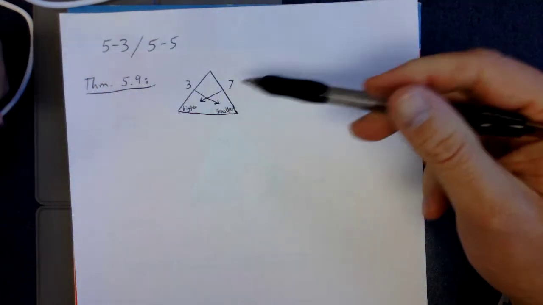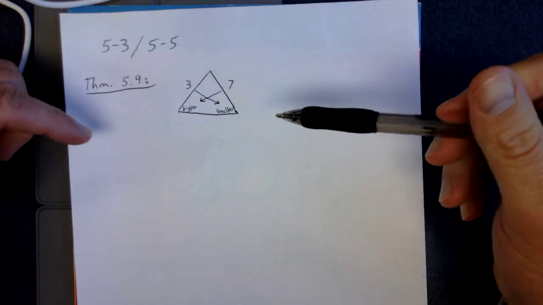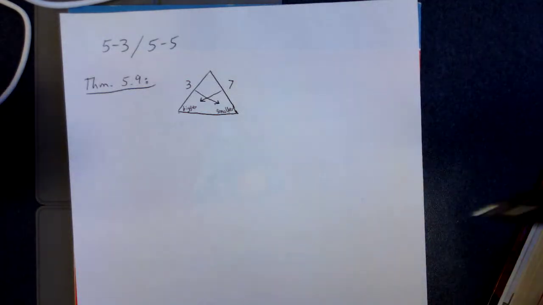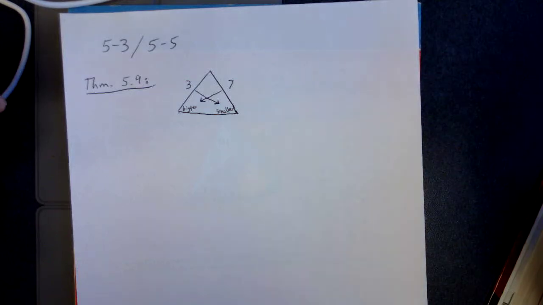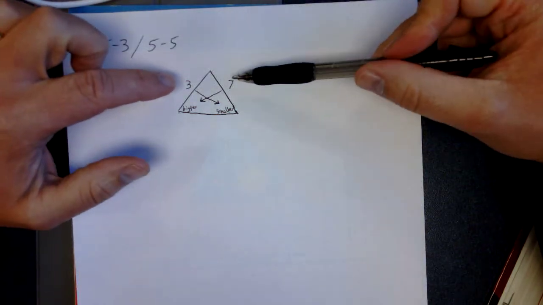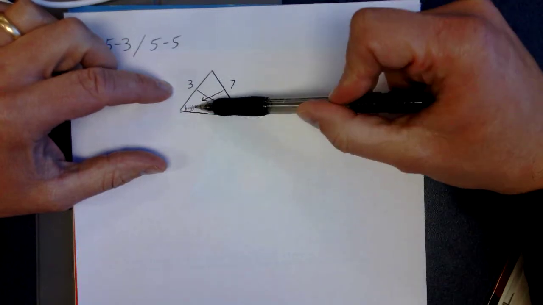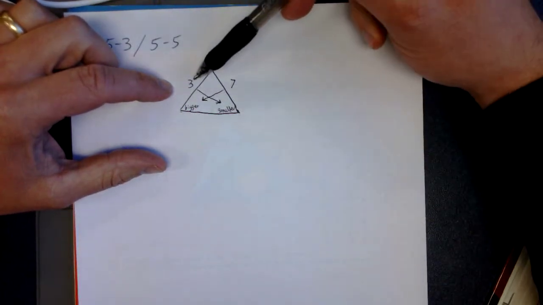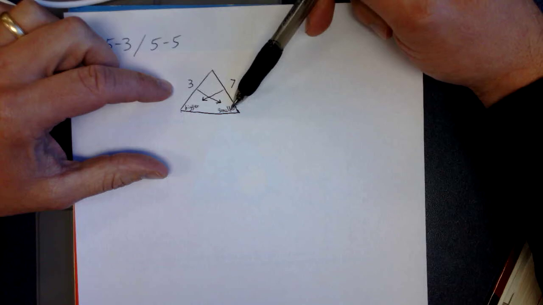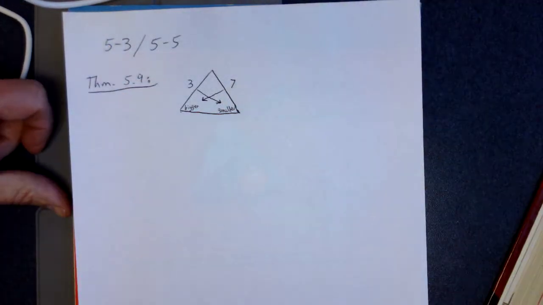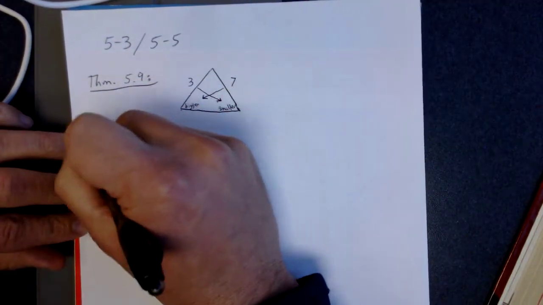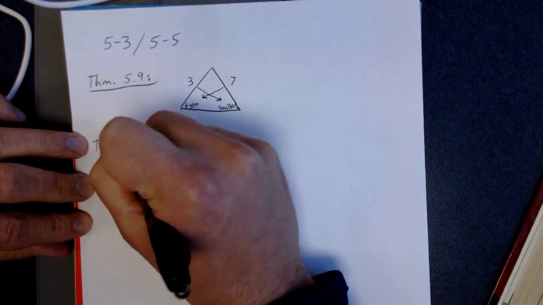So we can use the sides of the triangle to put the angles in order, from largest to smallest or smallest to largest, whatever they ask us to do. So again, if you've got your two sides here, the angle across from the longer side is going to be bigger than the angle across from the shorter side. That one will be smaller. And then we can also do it backwards. This is theorem 5.10.